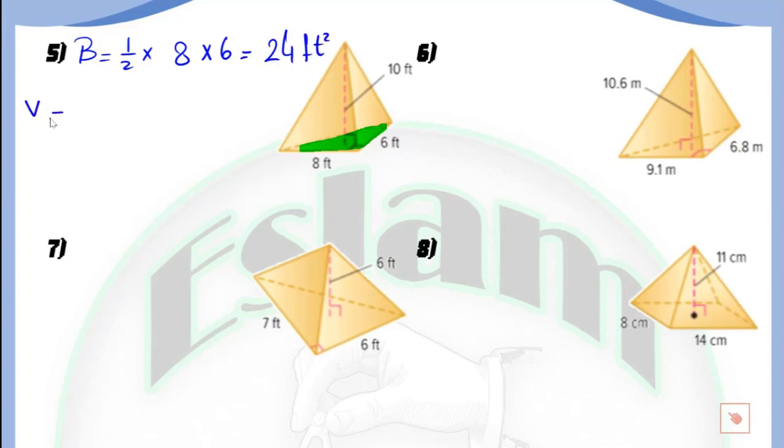Now we need to find the volume. The volume is equal to 1 over 3 multiplied by the area of the base, which is 24, multiplied by the length of the height. By multiplying, you will find that the answer is 80 cubic units.